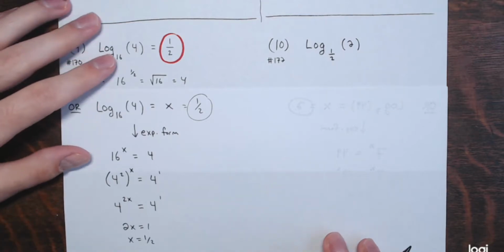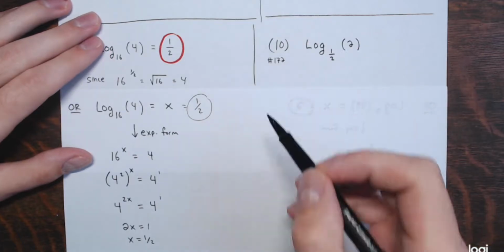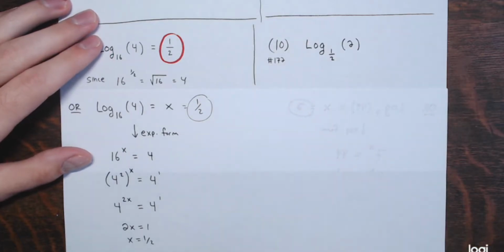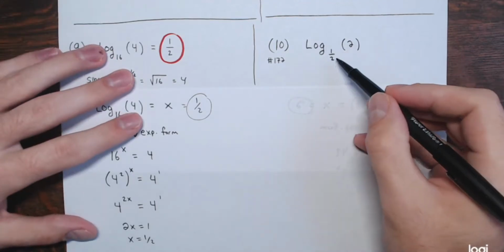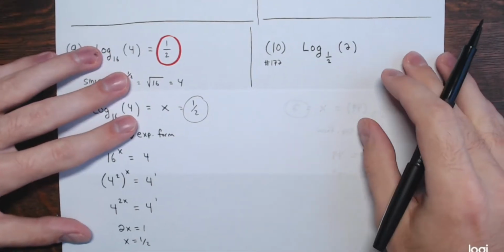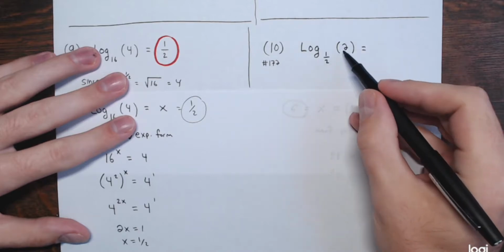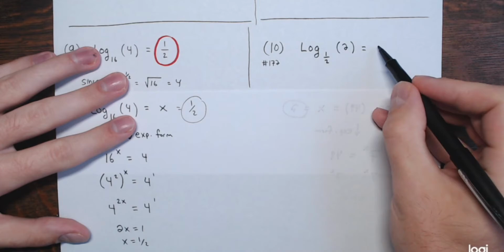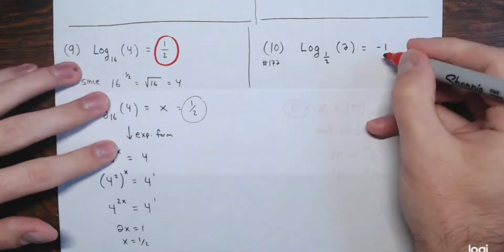Okay, and then here, number 10. Same deal. I can do it in a couple of different ways. One is just think about it. If you know your powers well enough, you should be able to state these pretty easily. The log base a half of 2: 1/2 to the negative 1 power would be 2. All right, so the answer is -1.